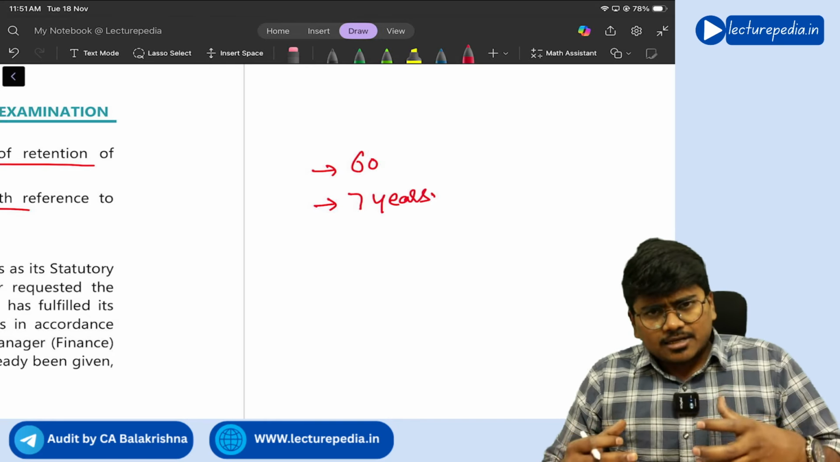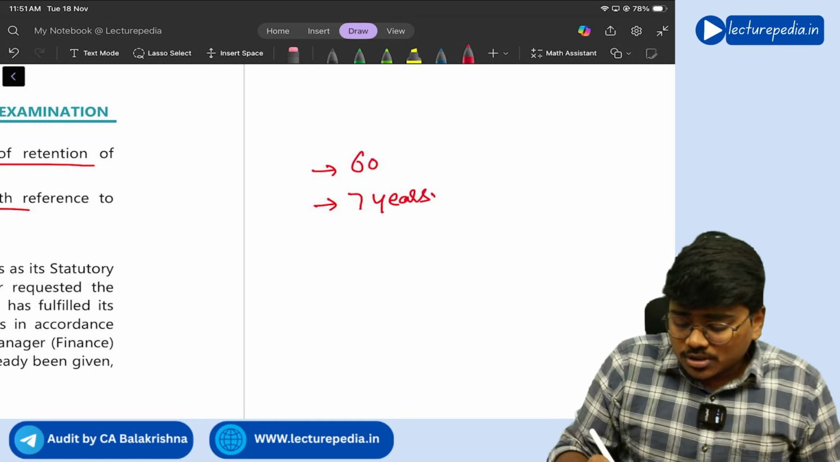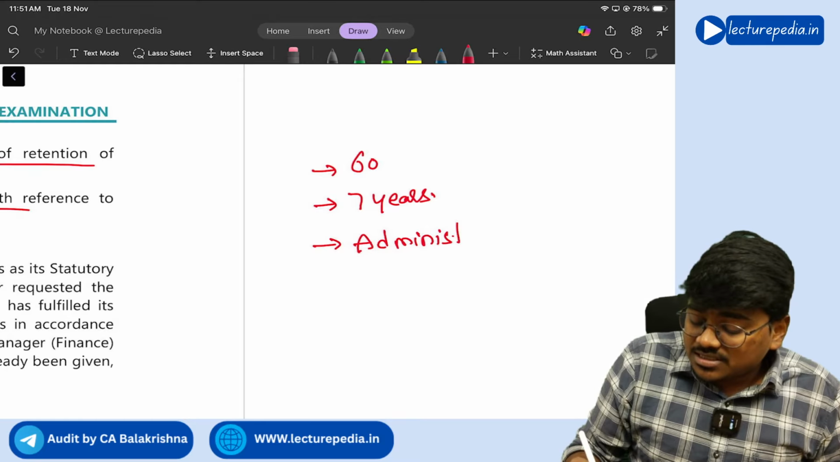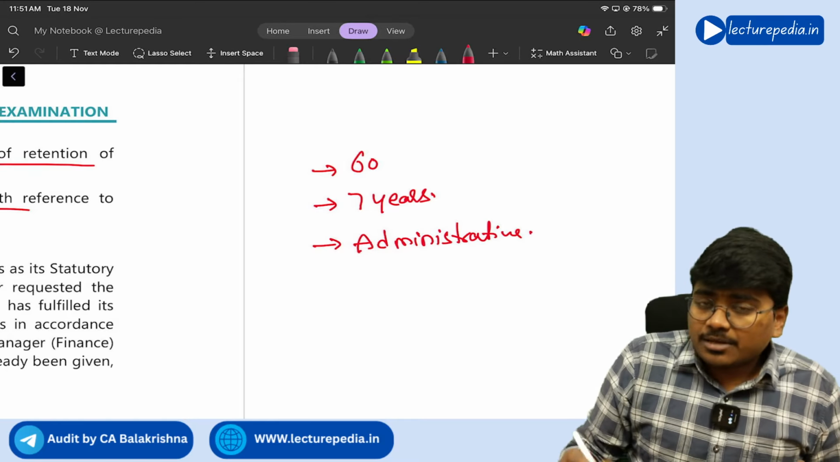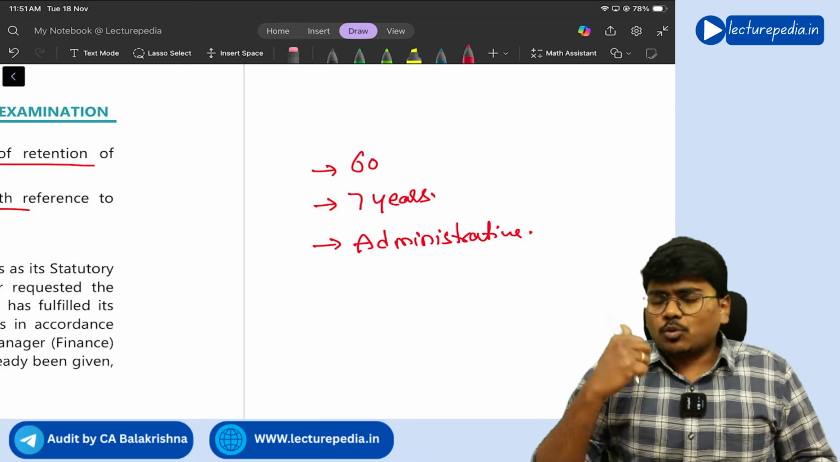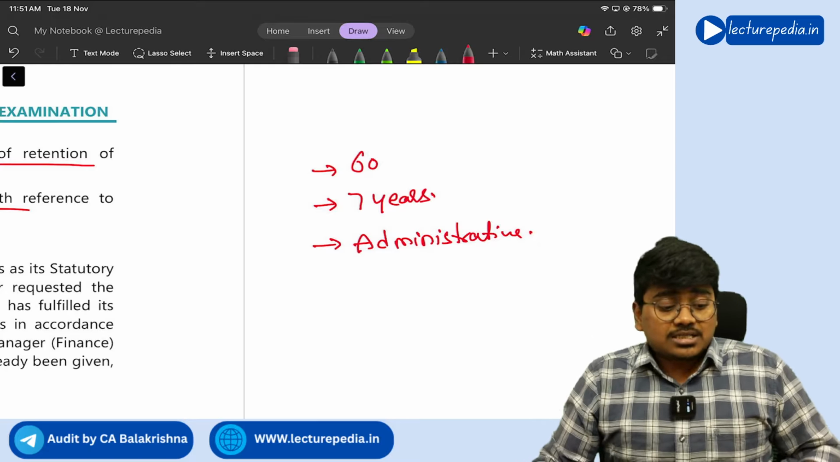Got it? And you can also mention administrative changes. See, administrative changes you can make to the audit documentation even after 60 days. What will be administrative changes?